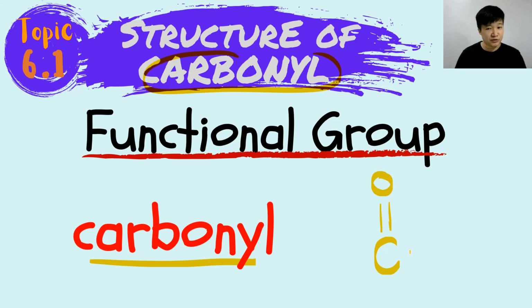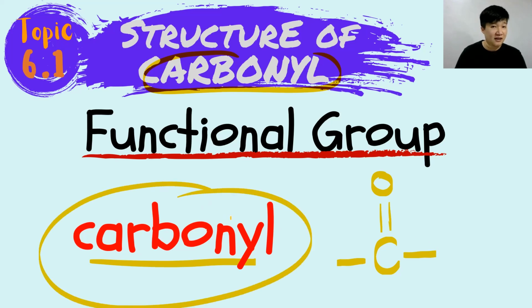And everybody knows that the carbon can have 4 bonds. So the another 2 bonds that the carbon has will be attached to what? It will depend on the homologous series of aldehyde or ketone later on. But the carbonyl itself represents C double bond O. So the functional group that we will focus on in the entire topic is the carbonyl functional group, which is your C double bond O.